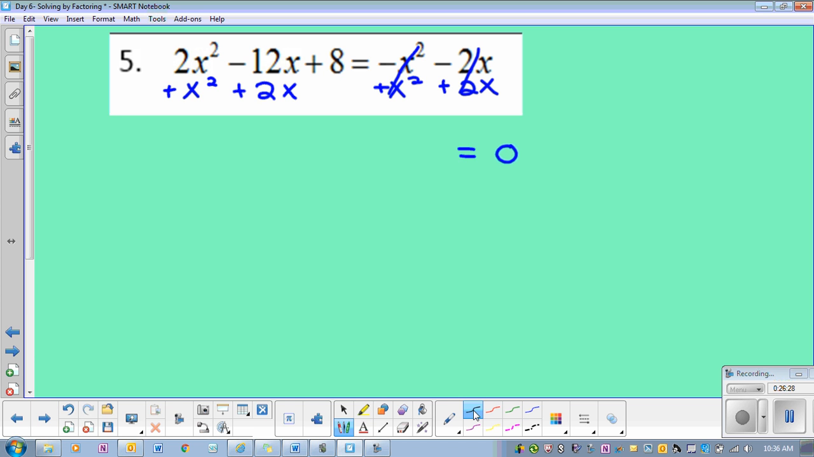Now, what is 2x squared plus 1x squared? What is 2 plus 1? 3. That's how many x squares you have now. 3 x squares. Remember, when you're adding or subtracting, the exponents do not change. How about negative 12x plus 2x? Negative 10x. So minus 10x. And what about that plus 8? Did that get combined with anything? No, so just bring that down.